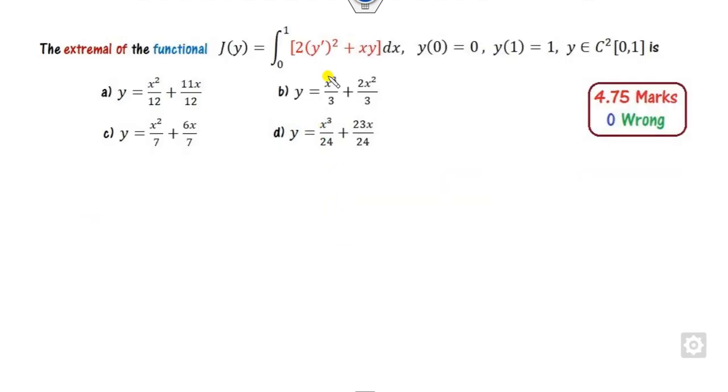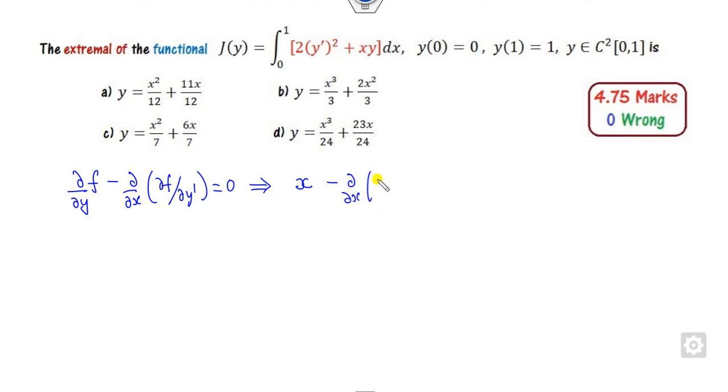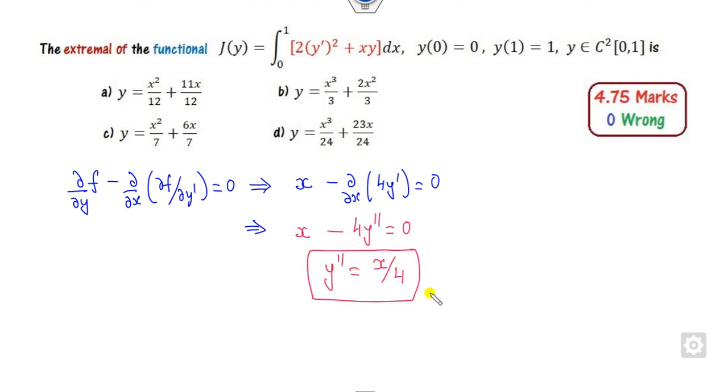Okay, look at this one. Now we can start with the Euler equation. Here, minus the partial derivative of f upon y dash. So what is the meaning of that? It will be x minus the partial derivative of 4y dash. So what is the solution of this? You can see this is x minus 4y double dash is 0, or y double dash is x by 4. Now you can integrate two times here and you will get the solution, but I will tell you the shortcut tip for you.